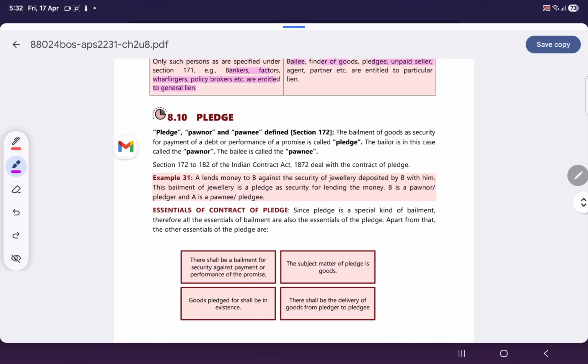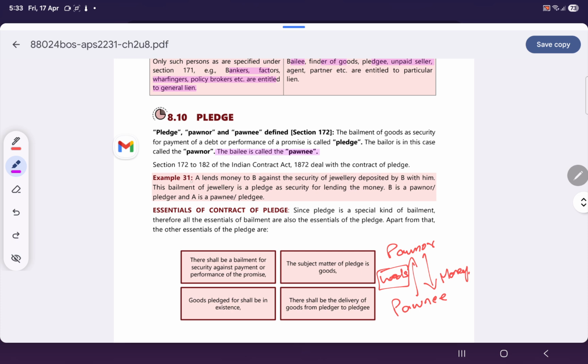Okay. Now what is pledge? Pledge is nothing but giving ornaments or some goods to the pawnee and taking money from them. The pawnee is the one to whom we have given the goods, and the pawner is the one who has given those goods and taken money. Goods like jewelry are given and money is taken. Such goods are known to be pledged. The bailment of goods as security for payment of a debt or performance of a promise is called pledge. The bailor in this case is the pawner and the bailee is called pawnee.